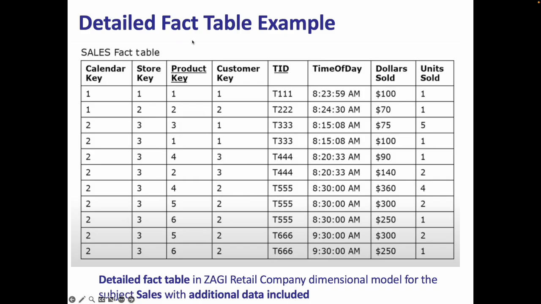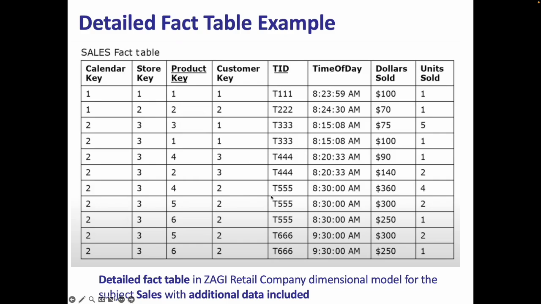So, detailed fact table example. Here, we see a detailed fact table. Why is it detailed? In a detailed fact table, each record represents a single fact. Now, what does each record here show? A single sale, a single fact.